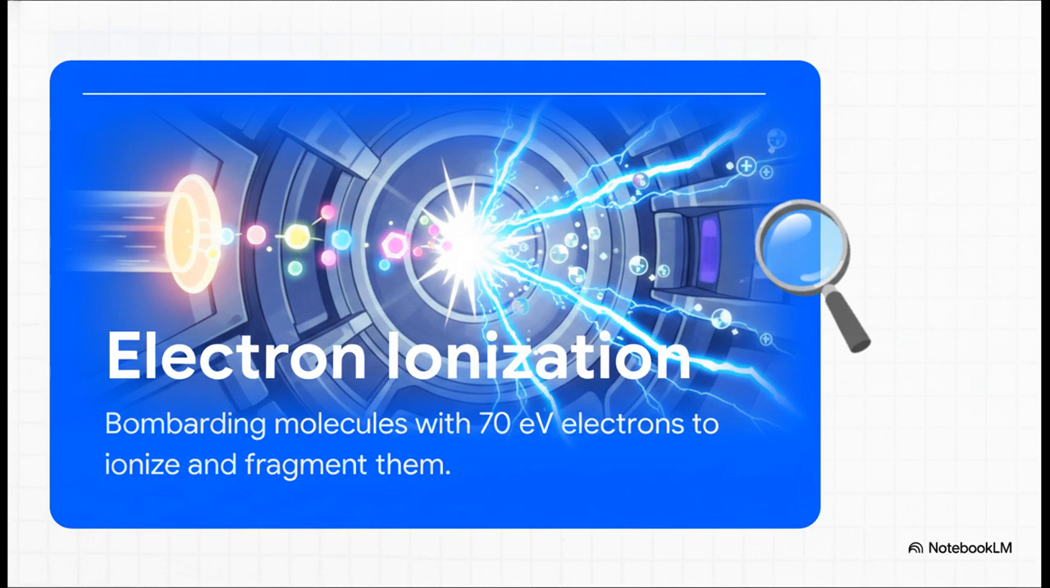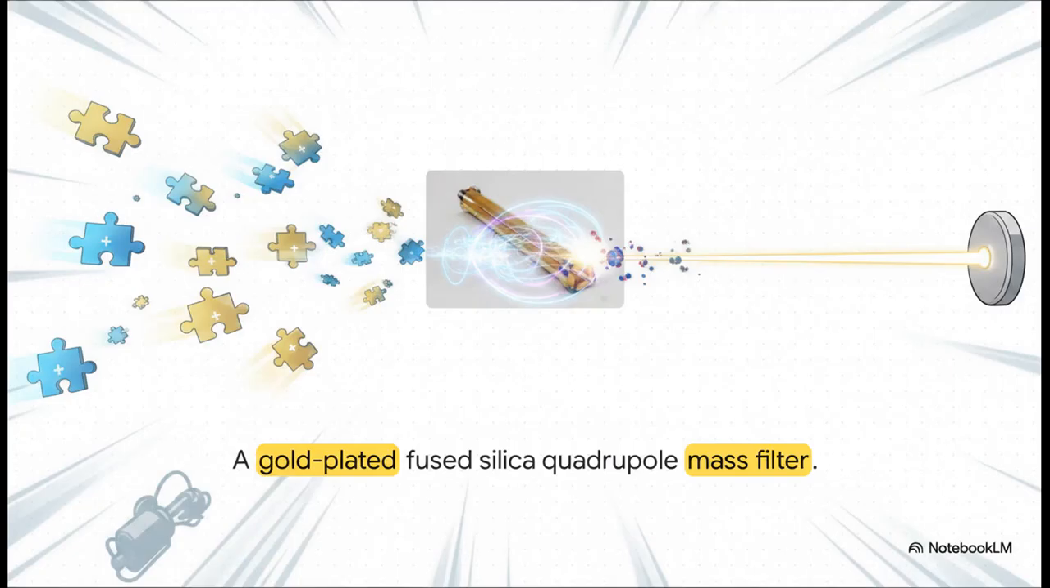This massive transfer of energy violently shatters the neutral molecules, converting them into positively charged, fragmented ions. It basically breaks the molecule apart into tiny puzzle pieces. These fractured, positively charged puzzle pieces are then accelerated right out of the ion source and steered directly into a mass analyzer. A very common one is a gold-plated fused silica quadrupole mass filter.